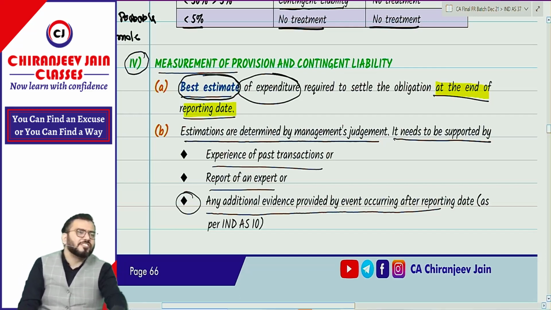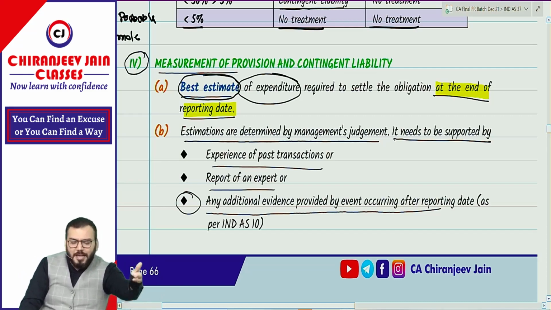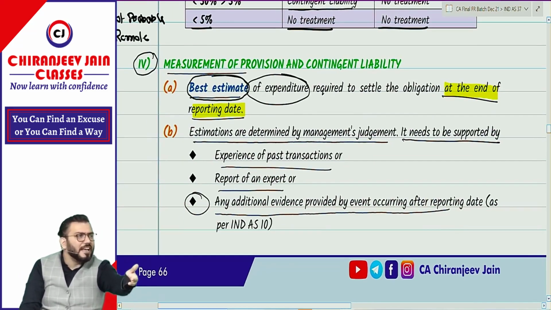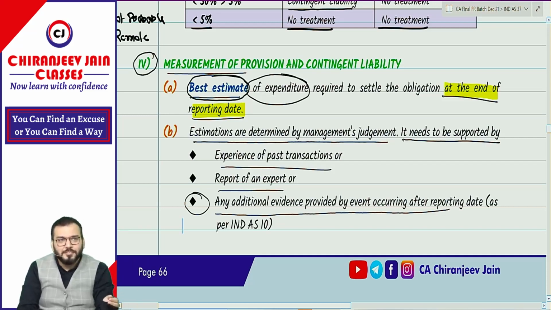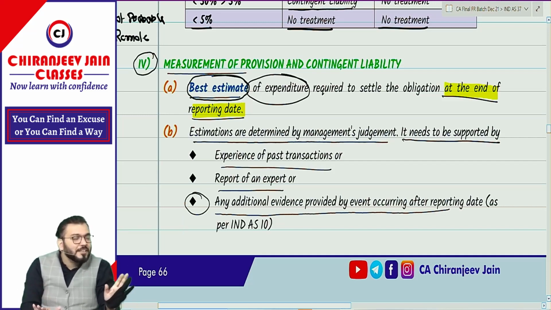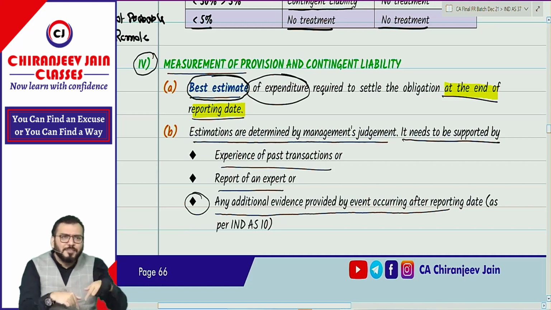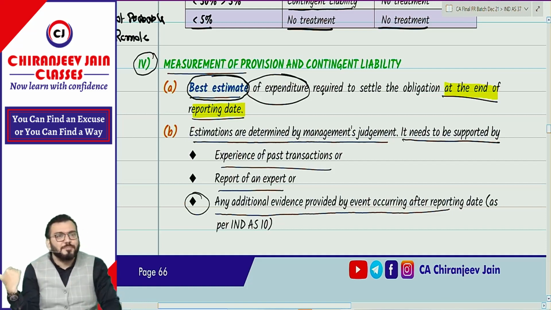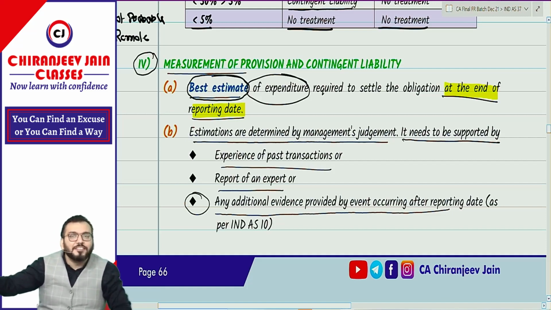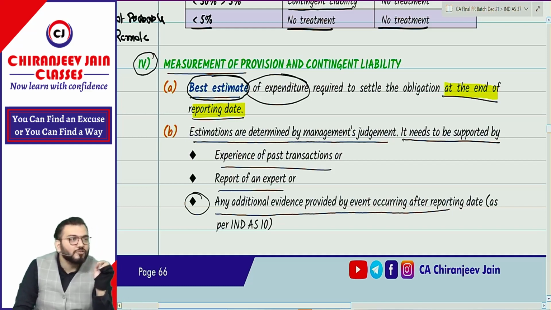Experience of past transaction. Let me take one example. Suppose I have announced in front of you all that I will refund 50% of the fee if you score 90 or more than 90. I will always repeat this point so that you don't forget. Now, can I say I have a constructive obligation and outflow is also probable and reliable estimation can be made because I can estimate based on past batches. Now, suppose in the past batch, out of 100, 2% scored more than 90. This is quite possible.